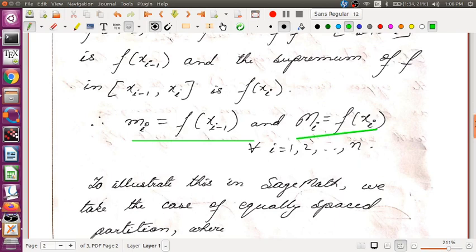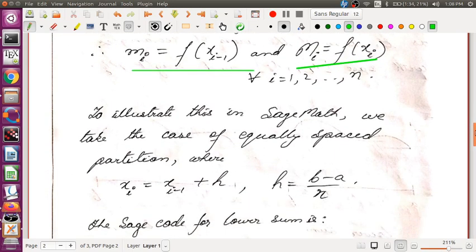To illustrate this in Sage Math, we take the case of a particular partition, that is the equally spaced partition that we have already done in our higher secondary classes when we started with integration. There we used to take an equally spaced partition.